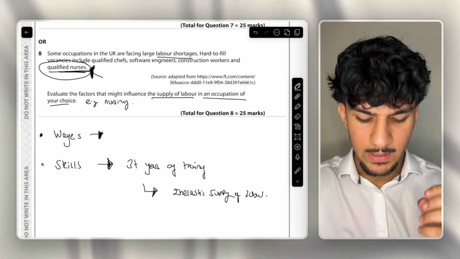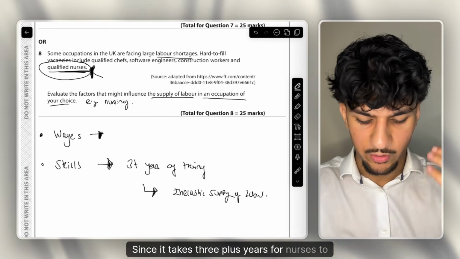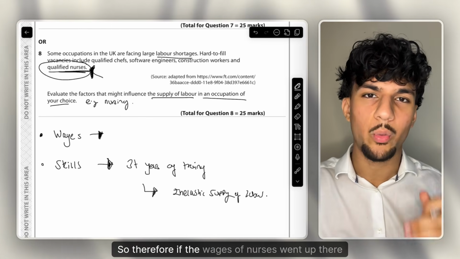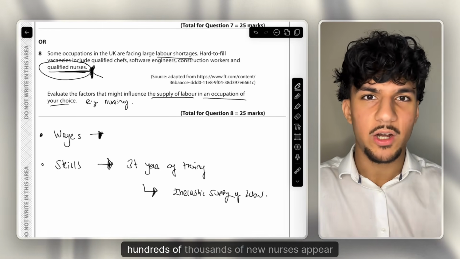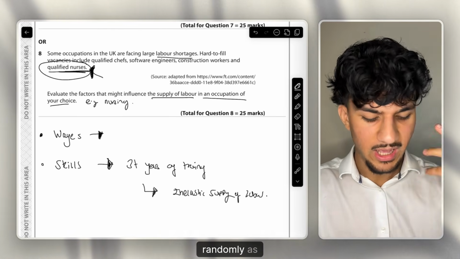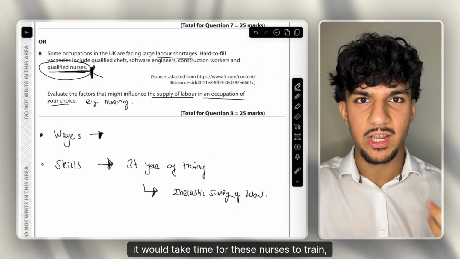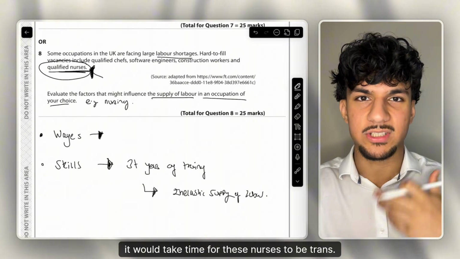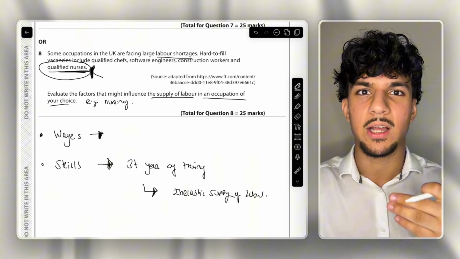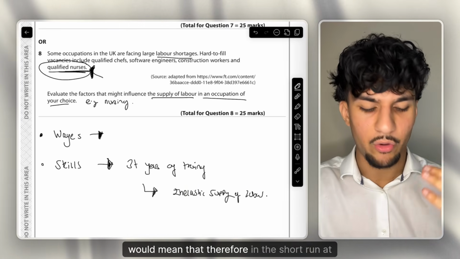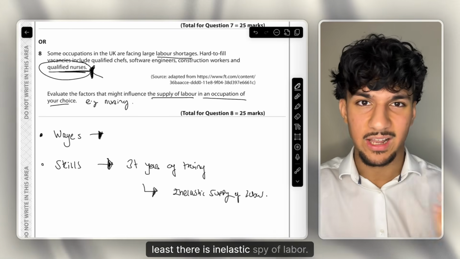And why is that? Since it takes 3+ years for nurses to train. So therefore, if the wages of nurses went up, there wouldn't magically be hundreds of thousands of new nurses appear randomly, as it would take time for these nurses to train. That time lag between the wages increasing and new nurses being trained would mean that therefore, in the short run at least, there is inelastic supply of labour.